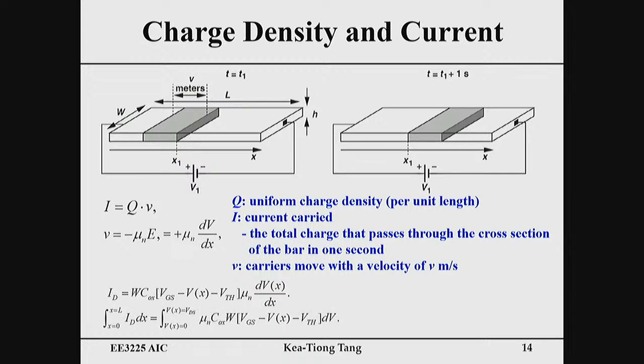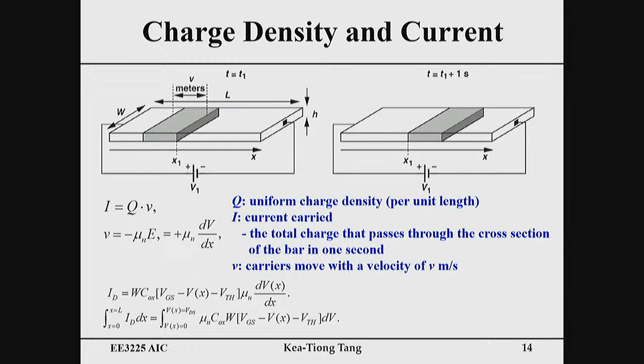One side is to see from the source side to the drain side, which is x equal to 0, this is the source side, to x equal to L, this is the drain side. So we integrate all the charges together to get a total current from the source side to the drain side. This needs to be an integral because the amount of charges along the channel are not the same. Okay, so we need an integral to do this.